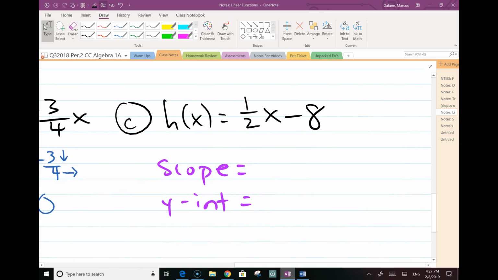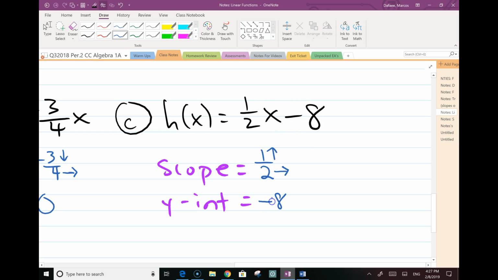In the last example here, the slope is 1/2, and you might be getting the hang of this by now, but the 1 indicates going up and the 2 indicates going to the right. And the y-intercept here is visible. It is your negative 8, and it would be wrong to put simply 8 because this minus sign here creates a negative 8.